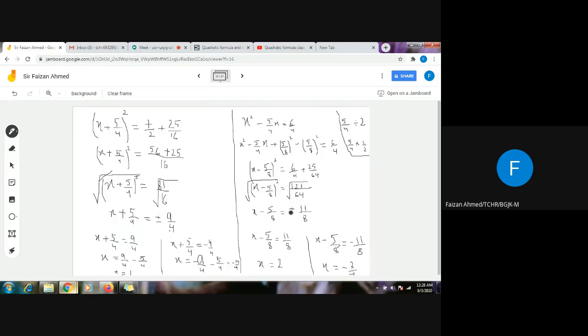Plus minus, don't forget this plus and minus sign because we are solving quadratic equations. And then I have two possibilities. The first one is with the positive 11/8. The second one is the negative 11/8. And on solving for x, I will get the first value of x equals to 2. And the next value will be x equals to minus 3/4.